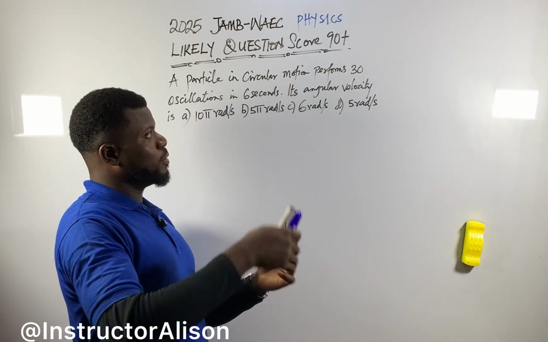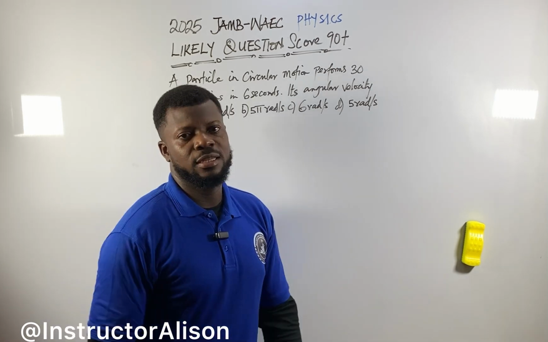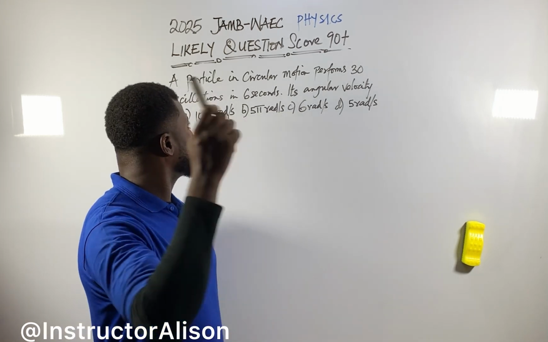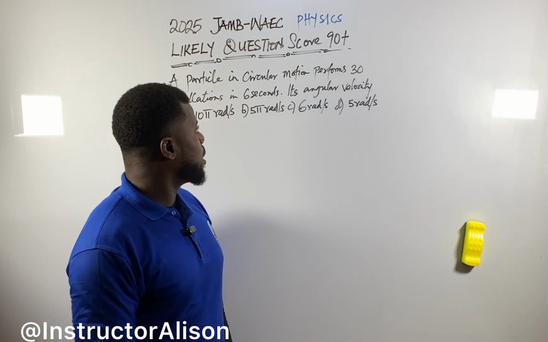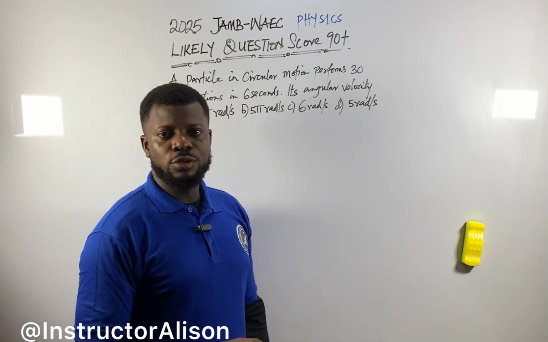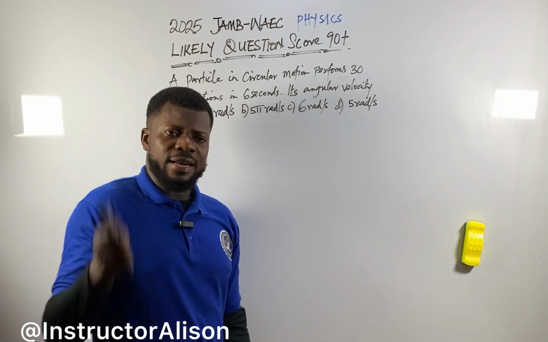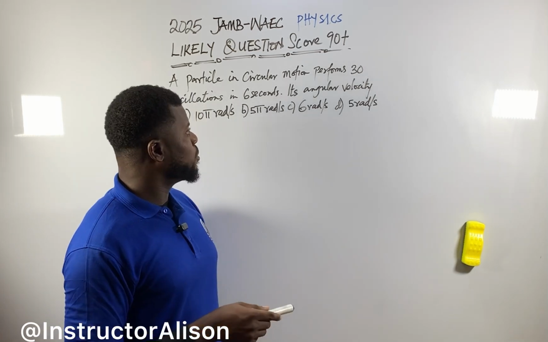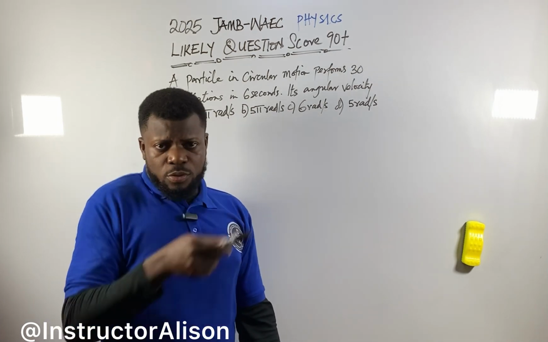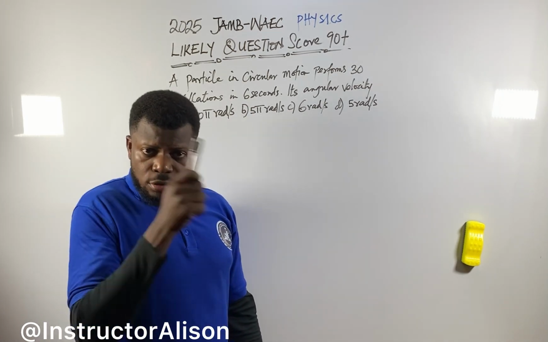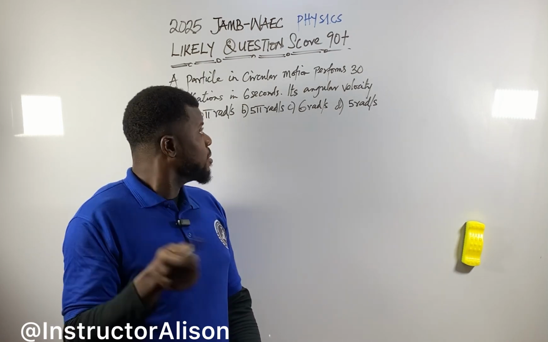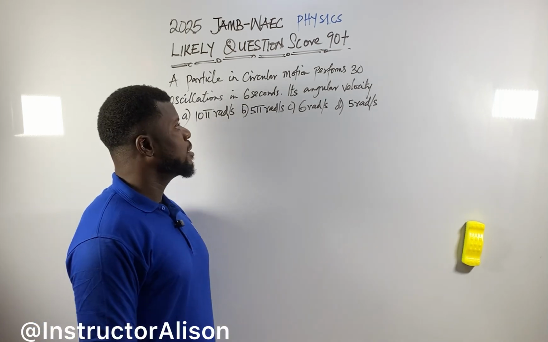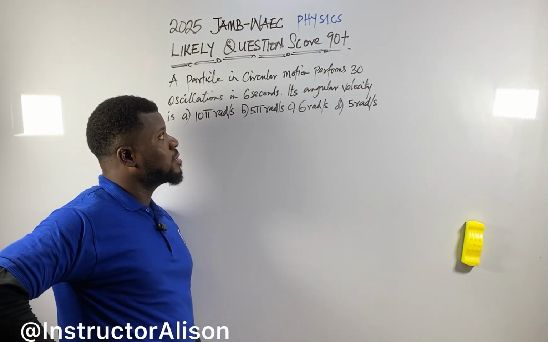A particle in circular motion. Circular motion na motion wey dey move like this, in a circular path about its fixed axis. So let's say a particle in circular motion performs 30 oscillations. If they move around like this in 6 seconds, see the speed of 30 oscillations. 1 second, 2 seconds, 3 seconds, 4 seconds, 5 seconds. It's possible, 30 oscillations in 6 seconds.